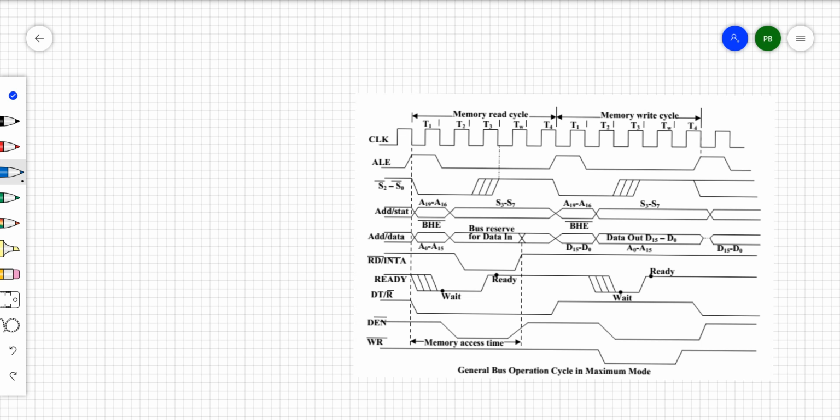Right, you can see here a timing diagram of both read and write in a single sketch. So this particular one is the timing diagram, whether it's a memory read or write. Or you can say whether it's a memory operation of 8086 minimum mode.